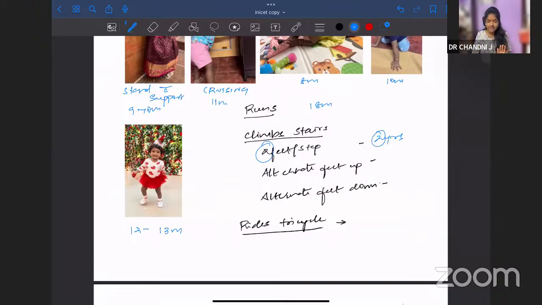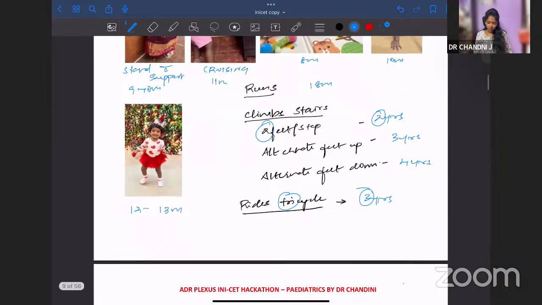Okay. Next is alternate feet going upward like this. 1 foot, 1 foot, 1 foot. Alternate feet going upward is 3 years. Now the baby is above. Now it has to come down. Alternate feet going downwards is 4 years. Clear? 2 years, 2 feet, 3 years, alternate up. 4 years, alternate down. Clear? Okay. Now, riding a tricycle. When does it ride a tricycle? 3 years. Tricycle, 3 years. So, this is the major gross motor milestone.